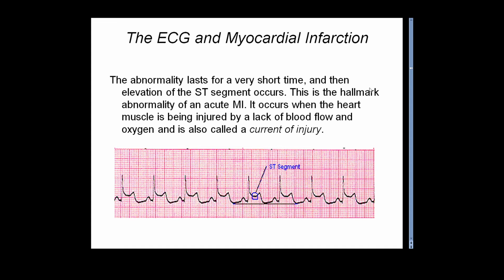The abnormality lasts for a very short time and then elevation of ST segment occurs. This is a hallmark abnormality of an acute MI. It occurs when the heart muscle is being injured by a lack of blood flow and oxygen and is also called a current of injury. In this ECG you can see ST segment elevation.